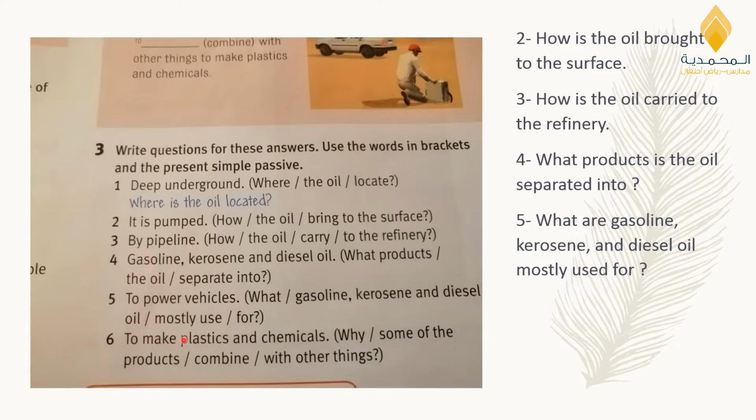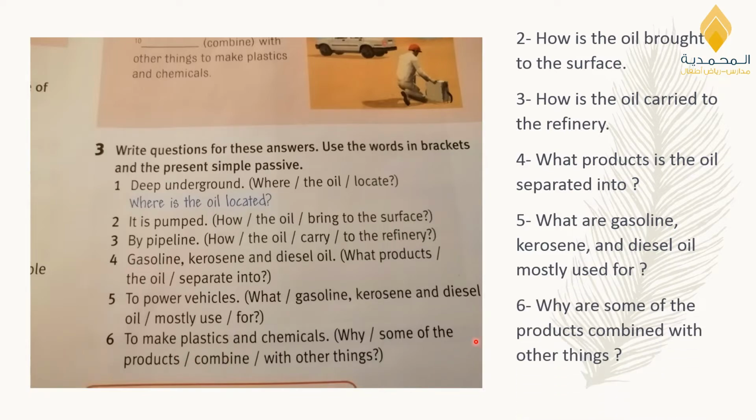6. To make plastics and chemicals. Why? Some of the products combined with other things. So we have here products. So are we going to use is or are? So we say, why are some of the products combined with other things to make plastics and chemicals?